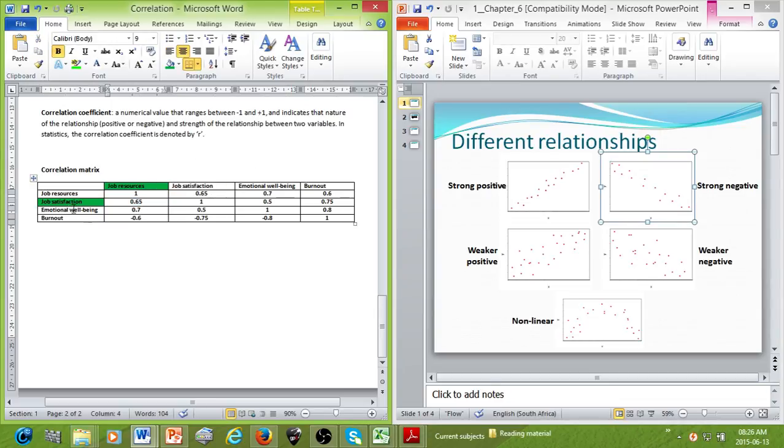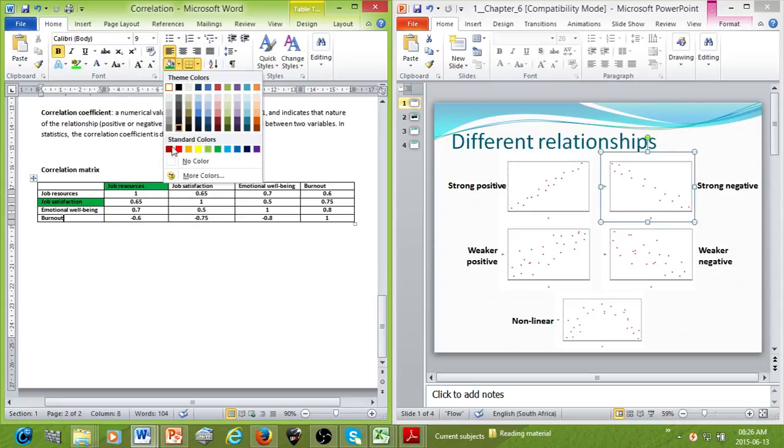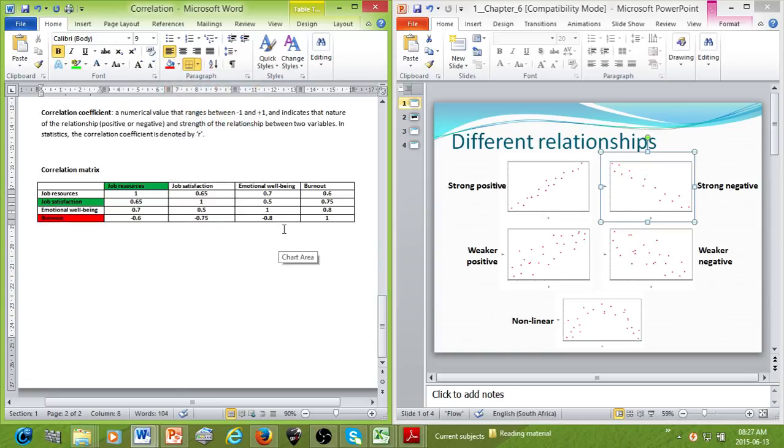Now let's say we want to measure the relationship between burnout and emotional well-being. So we've got burnout, and up there we look at emotional well-being. Where's the value where these two intersect? It's right over there. Negative 0.8.